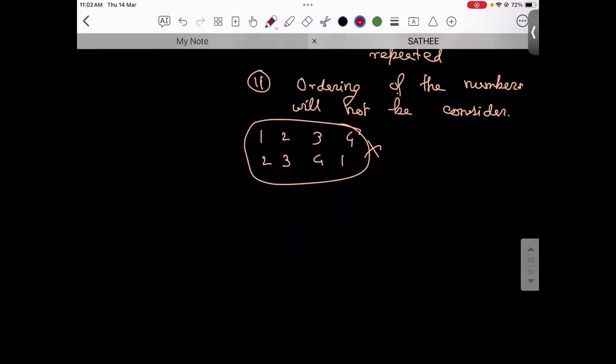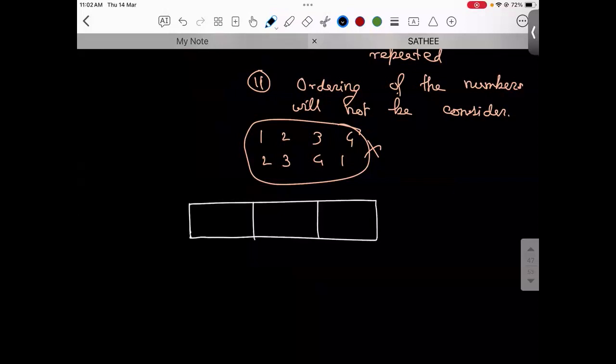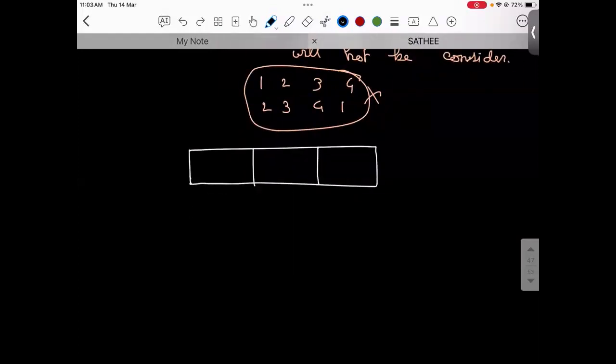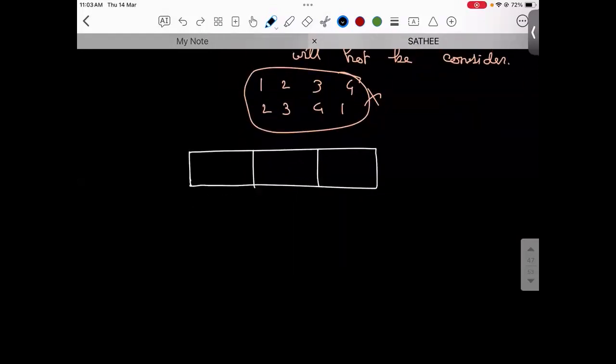Okay, I have 3 baskets. You can consider this as a basket. Now I have 10 apples.